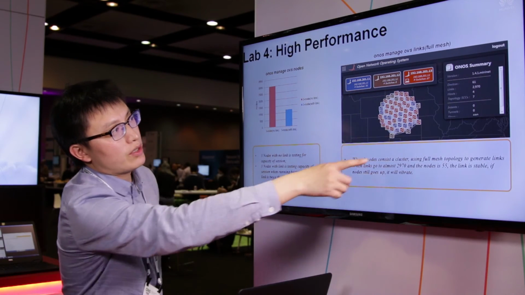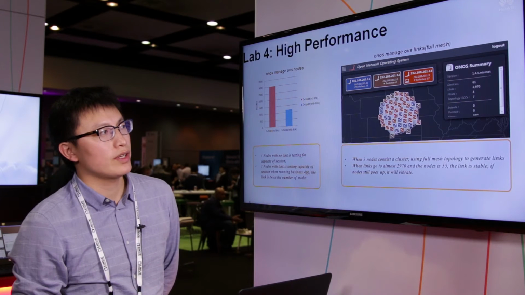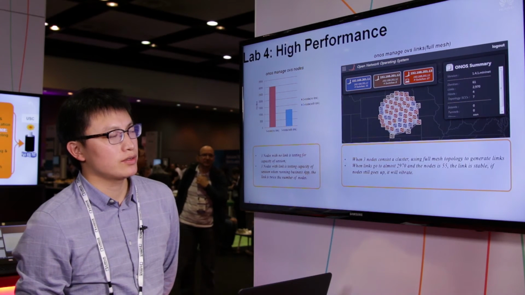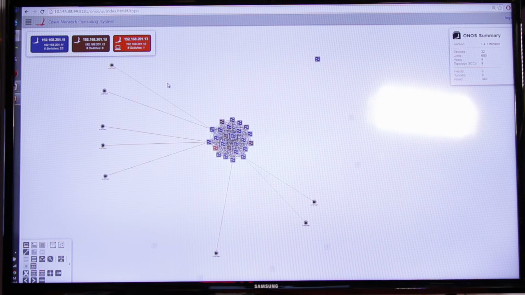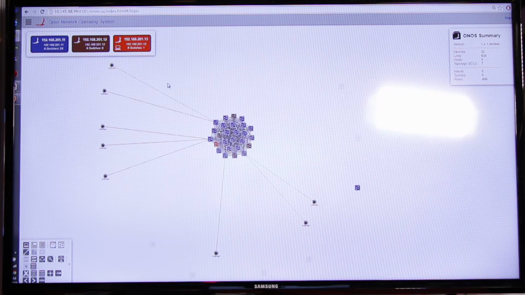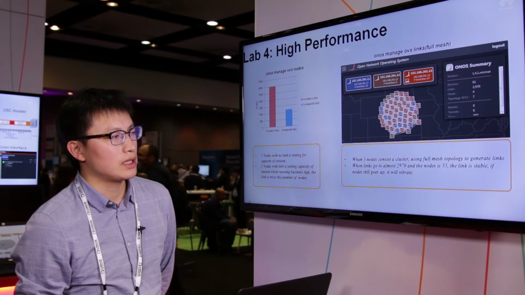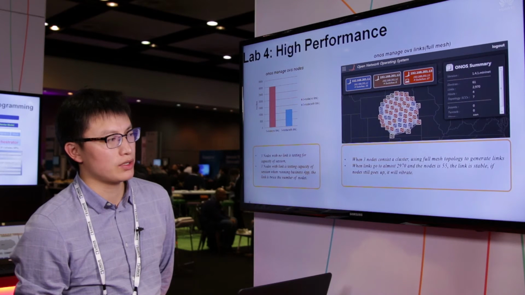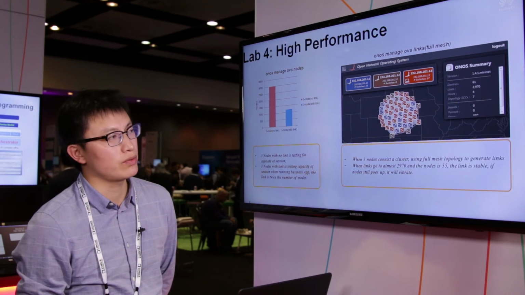In this scenario, we are testing the OVS links. We use a full mesh topology. Full mesh means each OVS connects to every other device. In this scenario, the links can go up to 3,000. And if the node count still goes up, the links will vibrate.